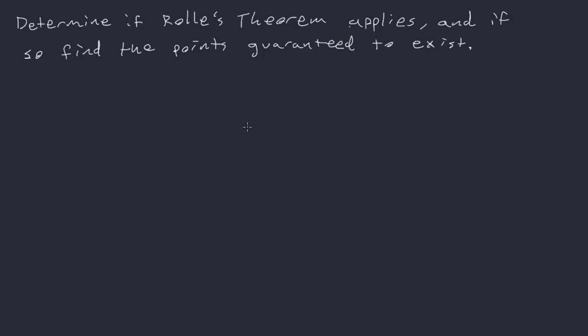All right, so this is the kind of question you might be asked about Rolle's theorem. Given a function and an interval, we want to determine if Rolle's theorem applies, and if so, we want to then find the points guaranteed to exist by it. Okay, so for example, let's say f of x is equal to x times (x minus 1) squared, and we want to determine if Rolle's theorem applies on this interval, say 0 to 1.